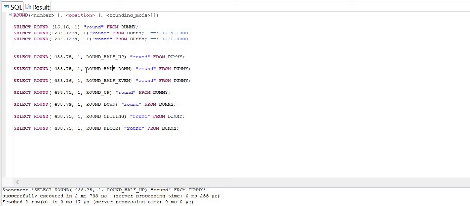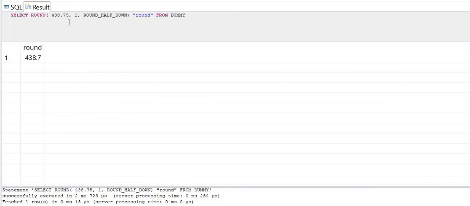Now the opposite one is this one, round half down. It means it will come down to the next round figure. If I execute this, you can see that the value is 7, not 8 this time, so that's half down.